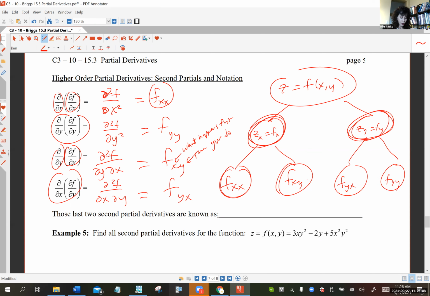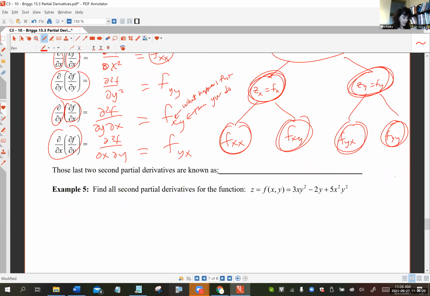So you have 4 grandkids total. What does that mean? That means that you have 4 second partial derivatives total. I know, it gets complicated. Now, the last two second partials that we did here, the fxy and the fyx, those guys have a special name because those are like the mixed up kids. Those are called mixed partials.